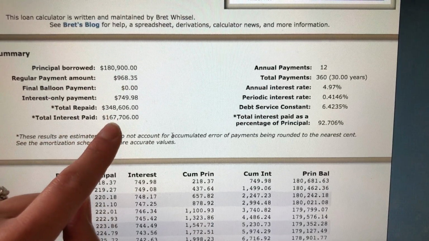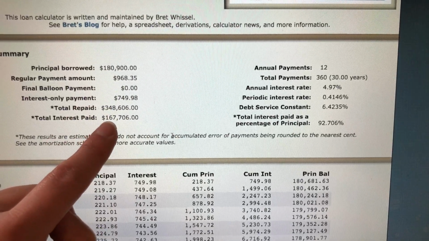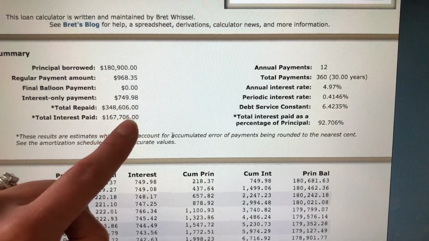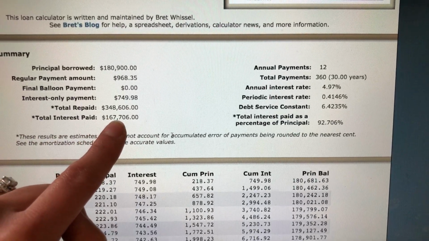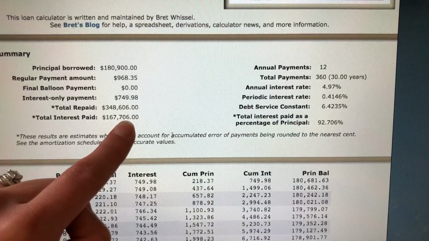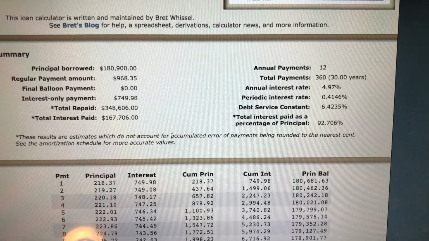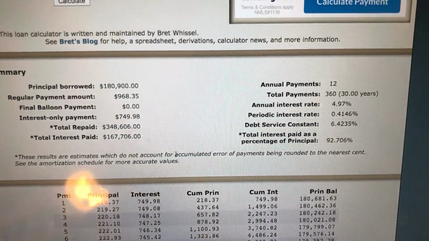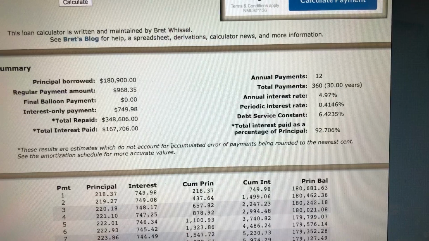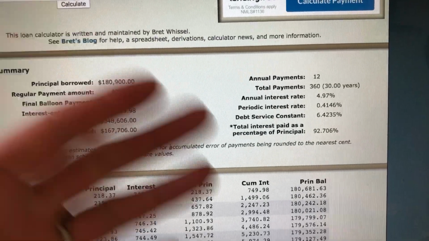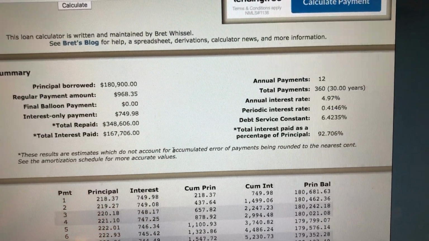So if you look at the difference, that means on top of the $180,900, you have paid $167,706 in interest. That means you paid the bank $167,706 just to borrow that $180,000. It's crazy. I mean, it makes sense though. If I let one of you borrow $100 and you weren't going to pay me back for 30 years, I would hope that you would give me 200 in the long run. You know what I'm saying? So, it makes sense. The banks are businesses.